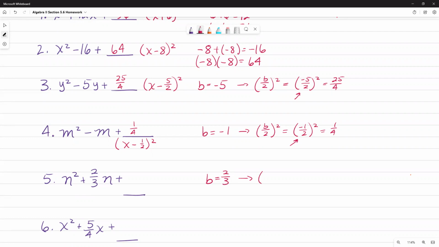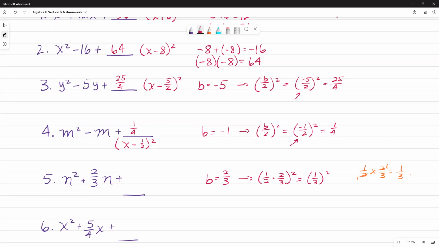Therefore, this is 1/2 times 2/3 squared. We have to simplify inside the parentheses first. So when we do the math, actually, I'm going to do that over here. If I have 1/2 times 2/3, those cancel out and I end up with 1/3. So this becomes 1/3 squared.